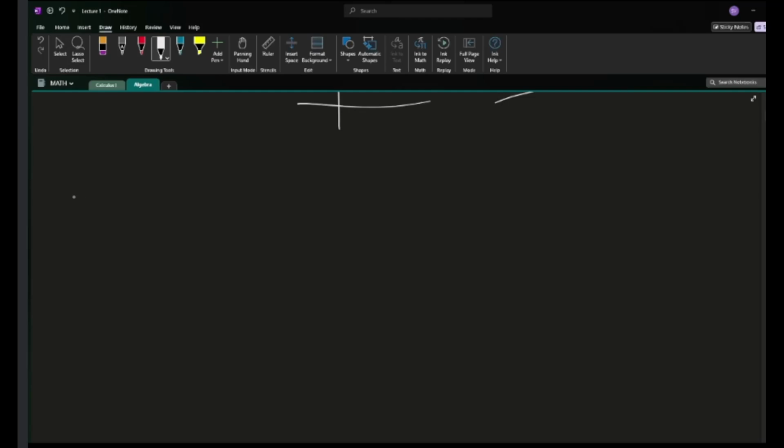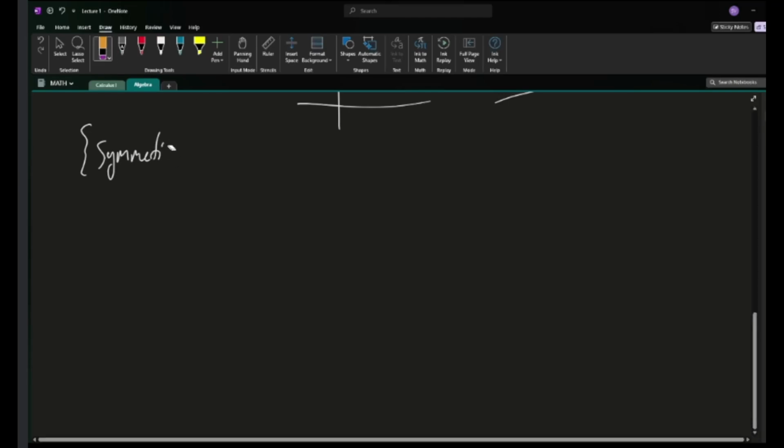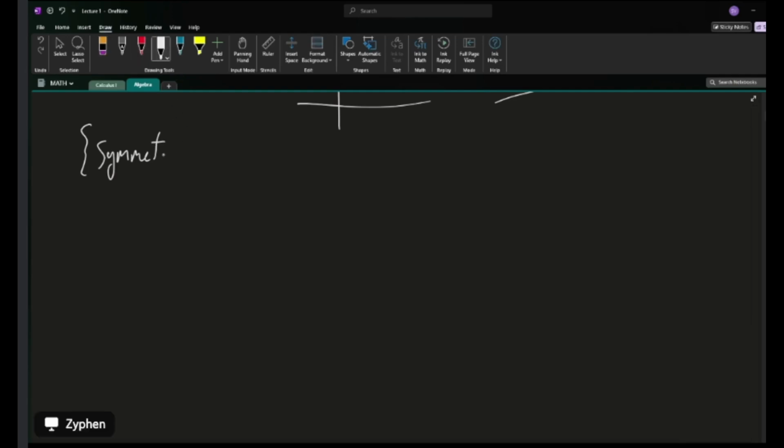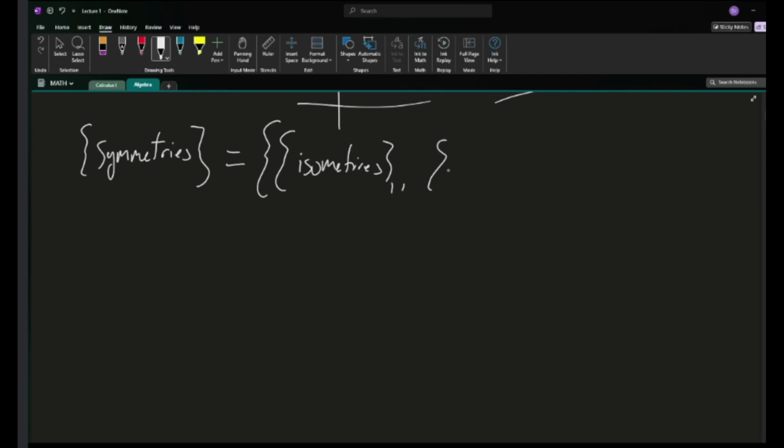And in fact, the set of isometries, or the set of symmetries, is literally equivalent to all the different subsets of the isometries themselves. Isometry 1, and then isometry 2.